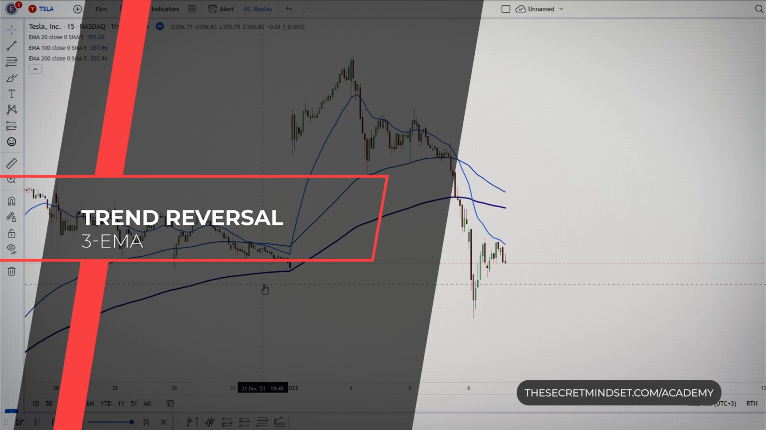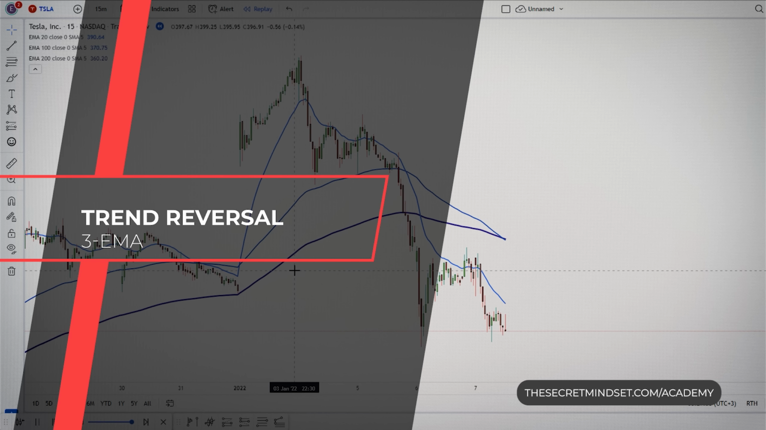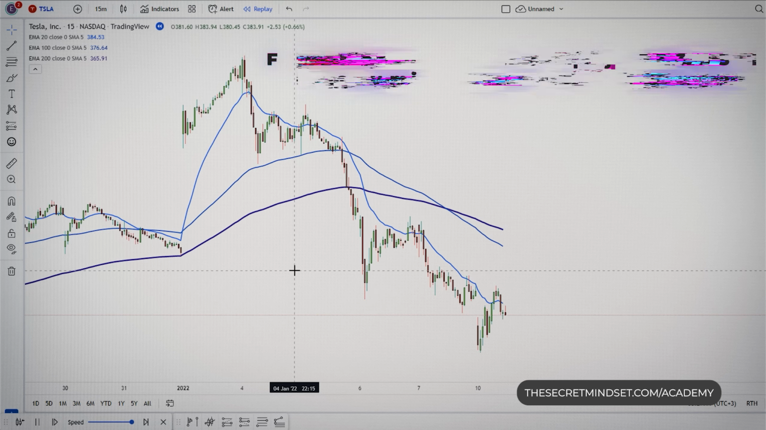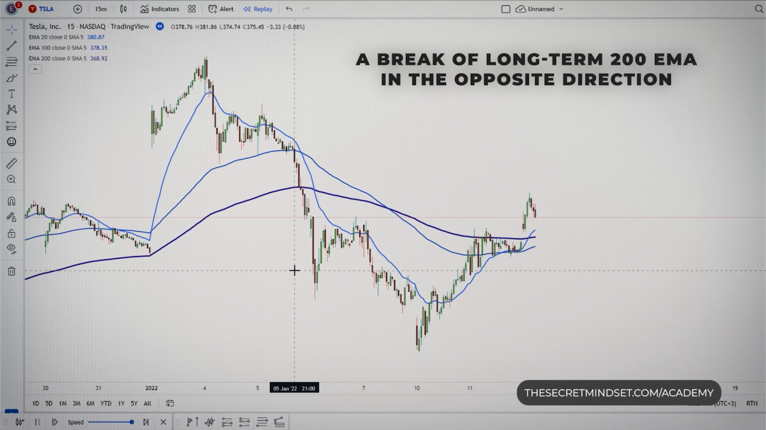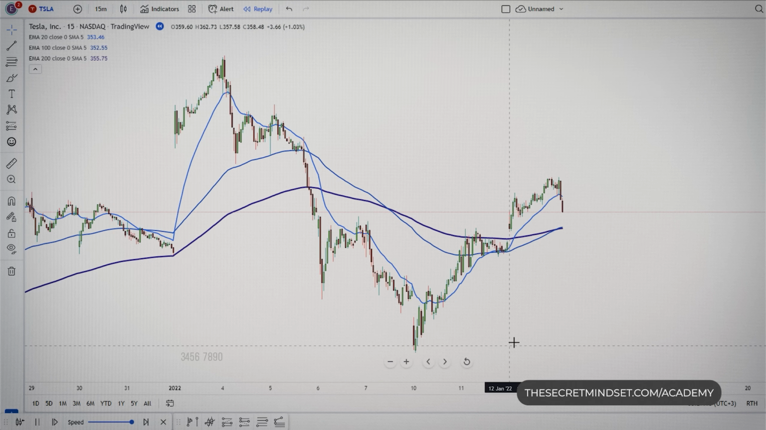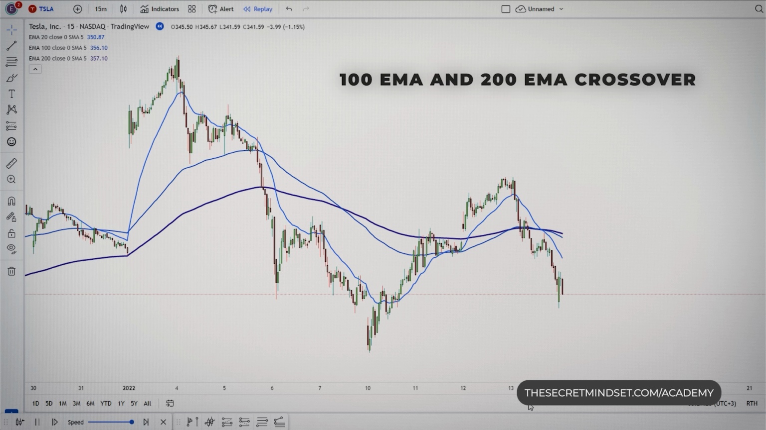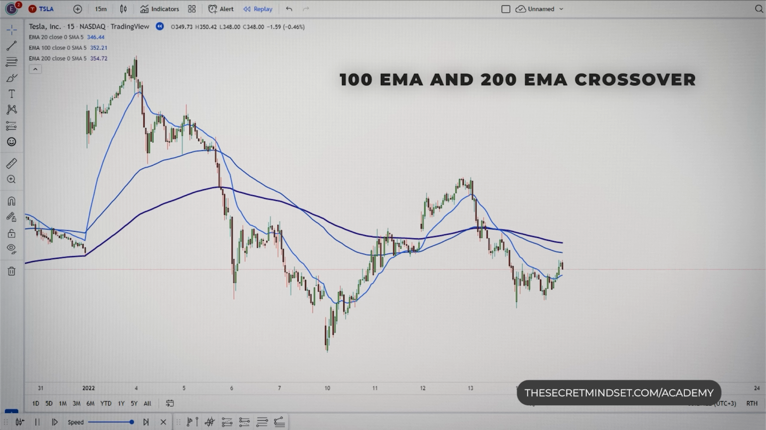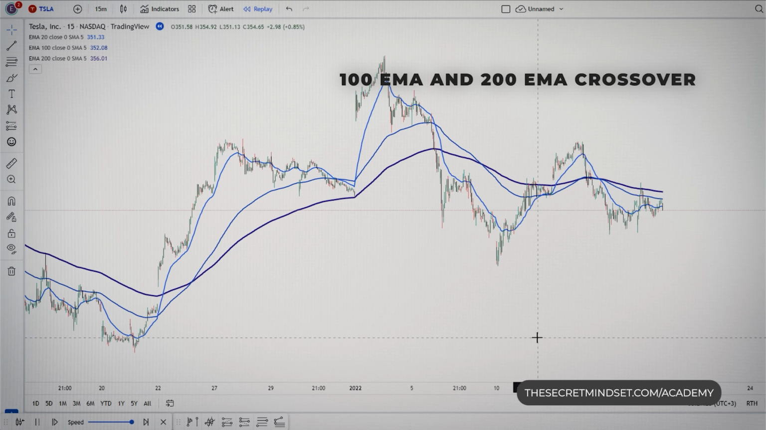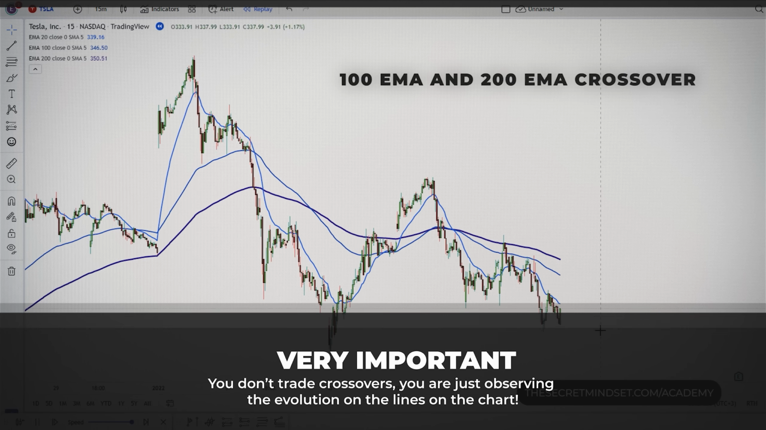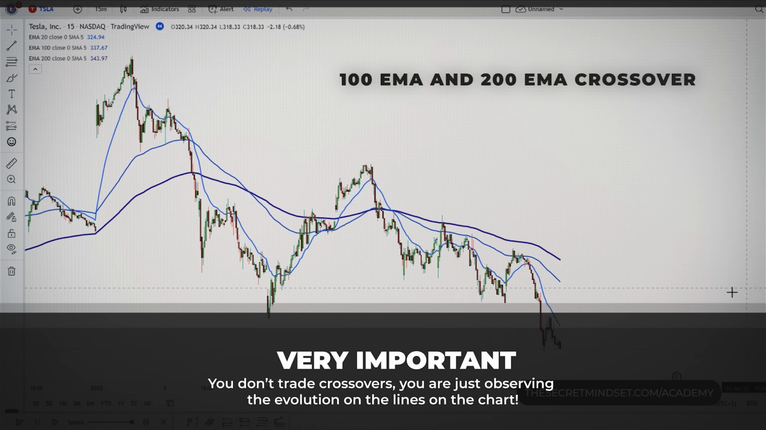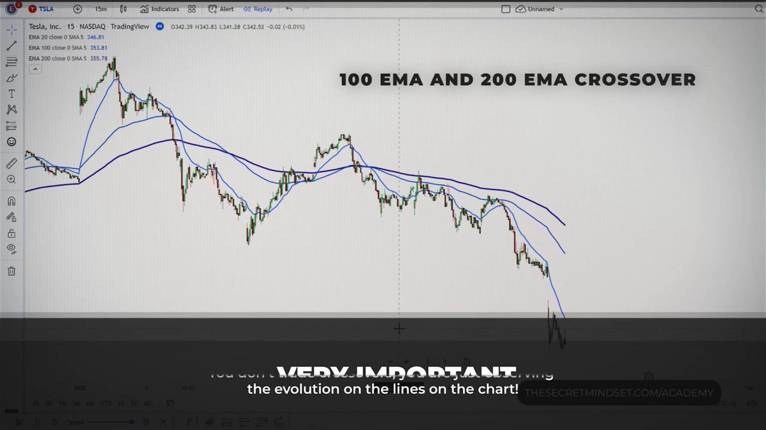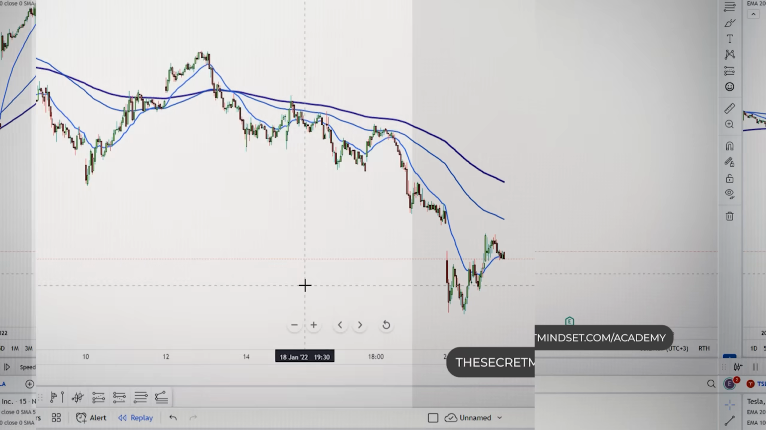Once the price continues to push, a larger reversal might take place. You'll see a break of the long-term 200 EMA in the opposite direction, or the 100 EMA and the 200 EMA will cross in the opposite direction. As a side note, you don't trade crossovers. You are just observing the evolution of the lines on the chart. We'll talk about this later.